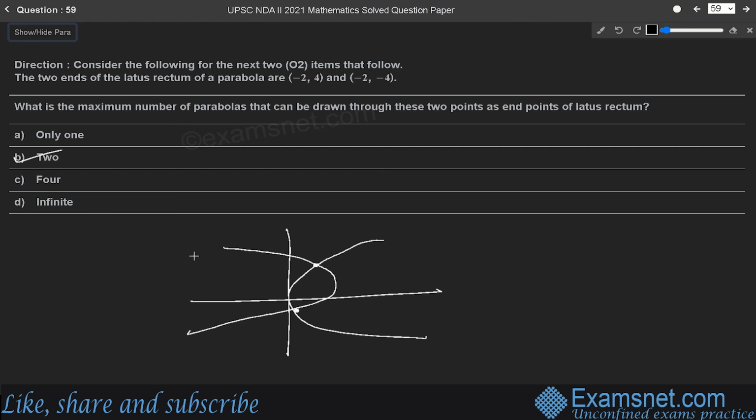See, there was nothing in this question. You just have to remember the concept by making the diagram. You can see that there are 2 points of intersection and the maximum number of parabolas that can be drawn is 2. Therefore, option B is correct for this question.